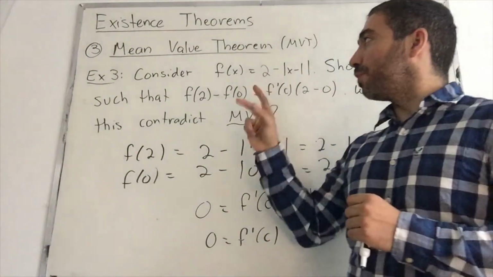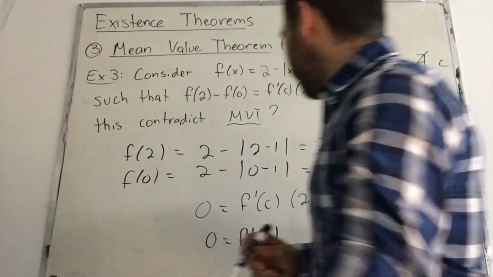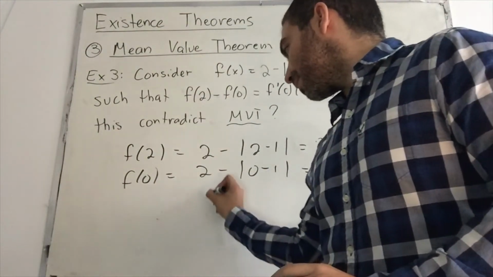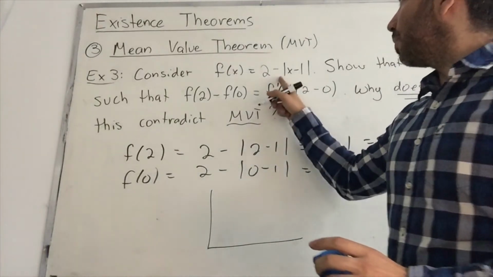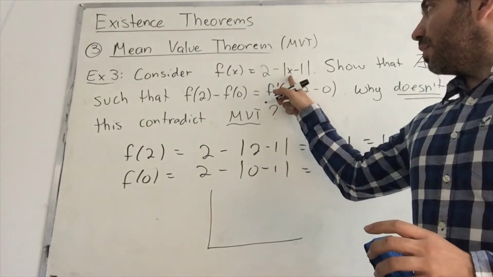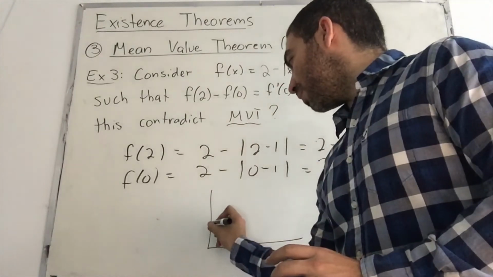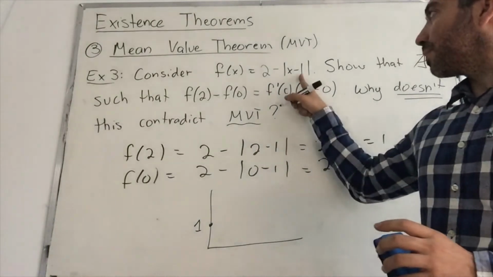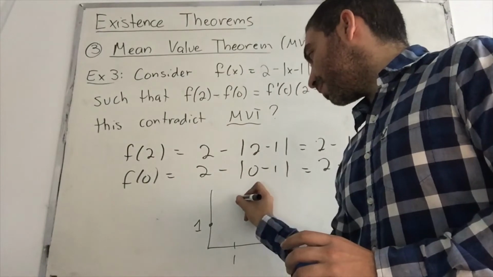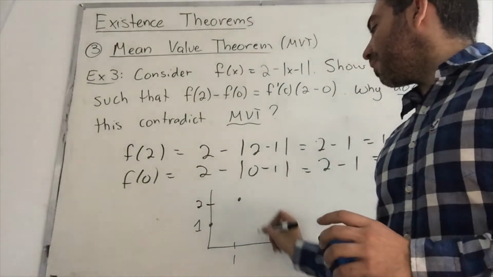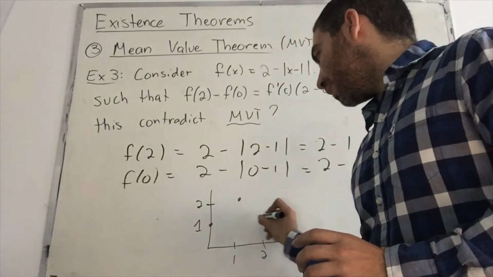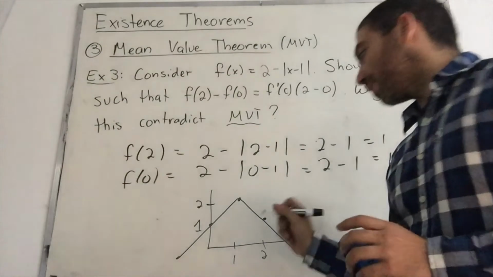No, we do not. If we sketch this, we get a function that looks like this. 2 minus the absolute value of x minus 1. So if we plug in 0, you get negative 1, which becomes positive 1, and you get 1. If you plug in 1, you get 2. If you plug in 2, 2 minus 1 is 1, you get 1. So you get a V that looks like this.